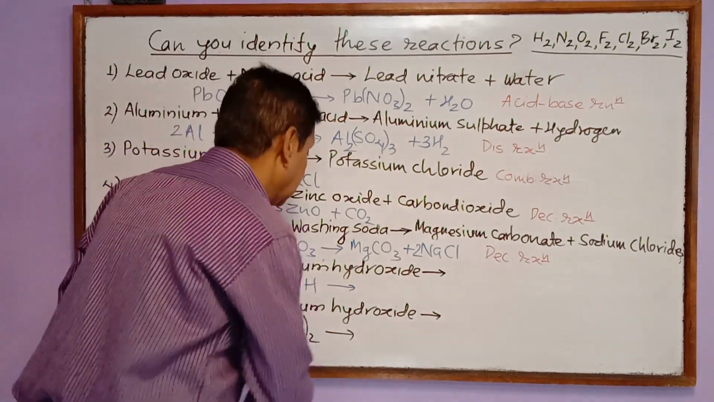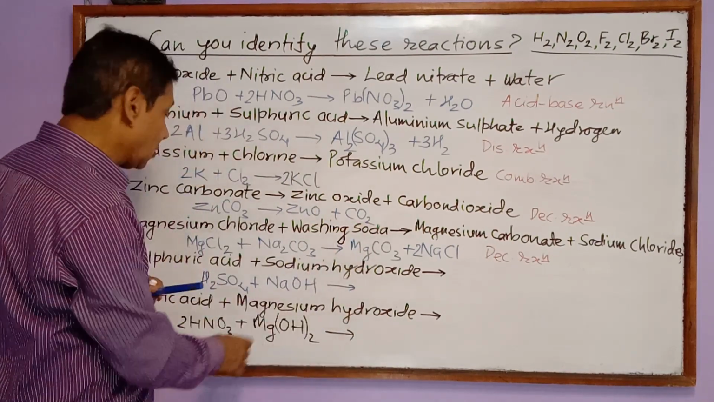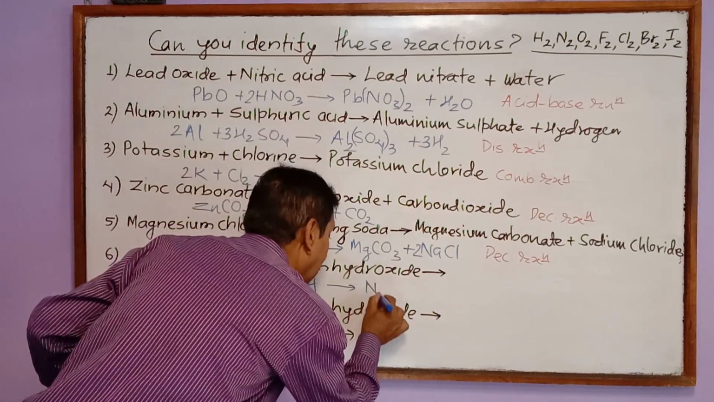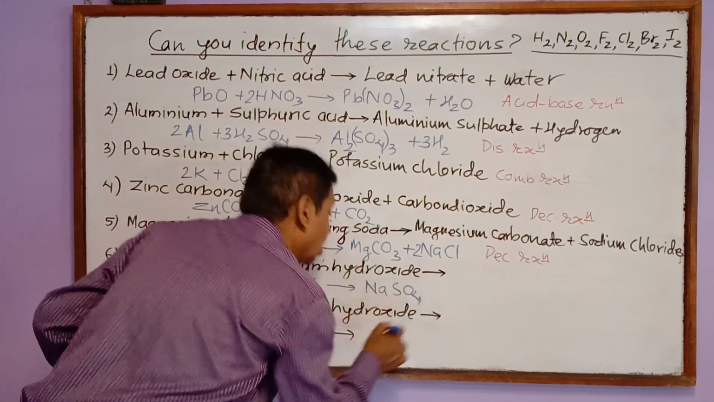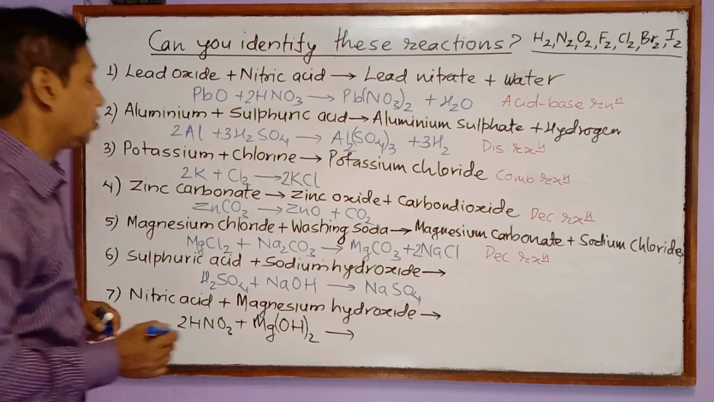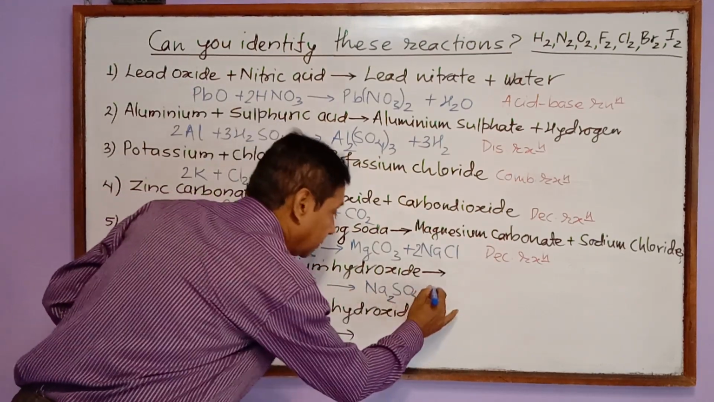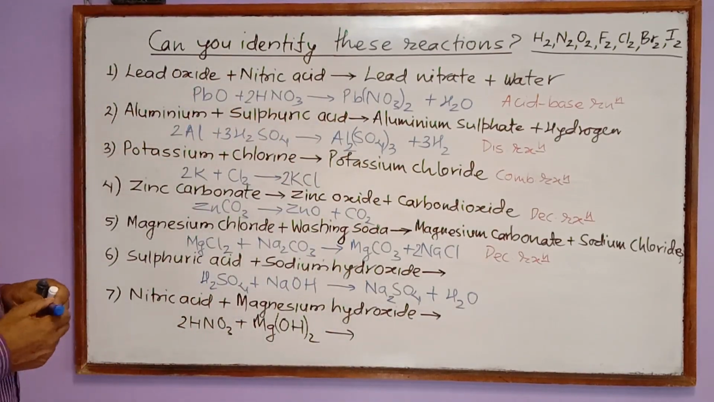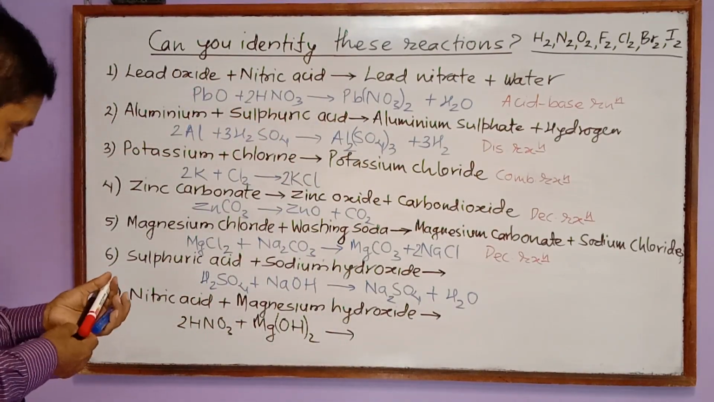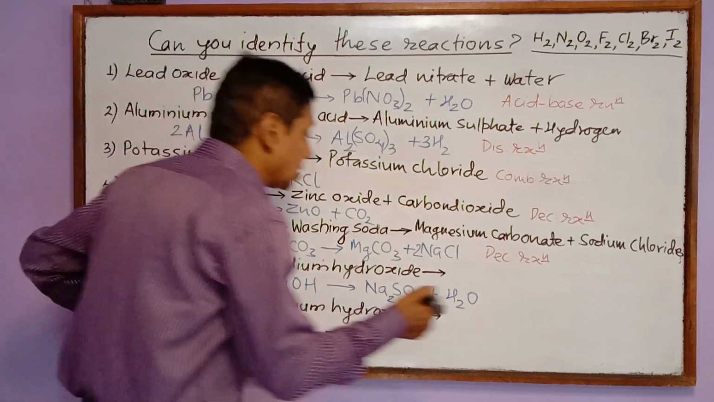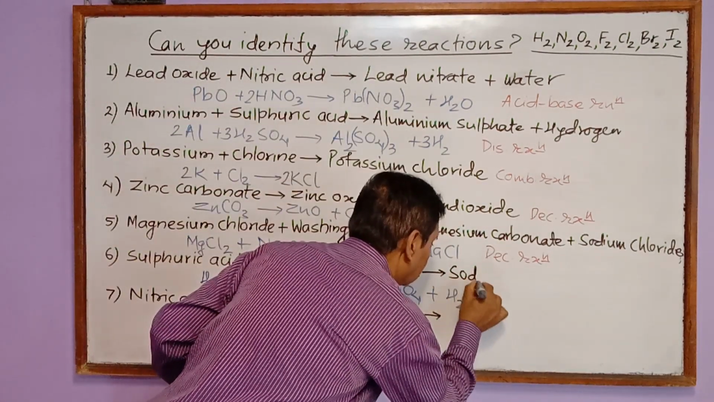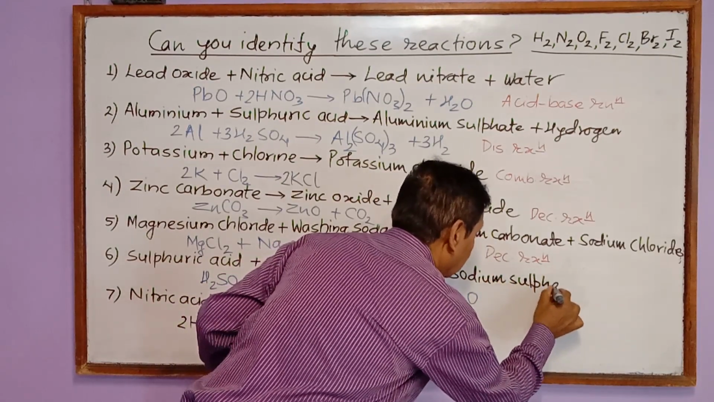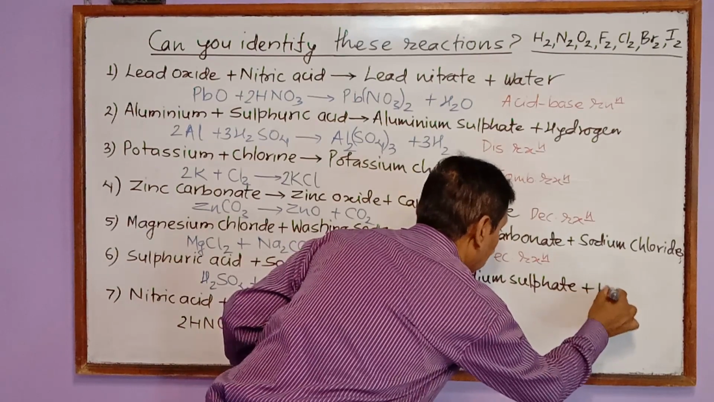Okay, now what is the product? Salt and water. How does the salt form? Sodium takes the place of hydrogen. That's why Na2SO4. Sodium valency 1, sulfate valency 2. That's why Na2SO4 plus another product, which is water. Now I want to write the names of these products. Sodium sulfate plus water.